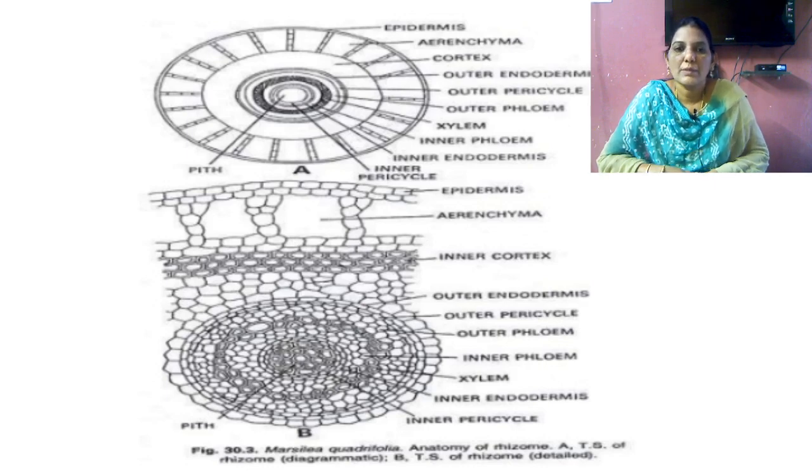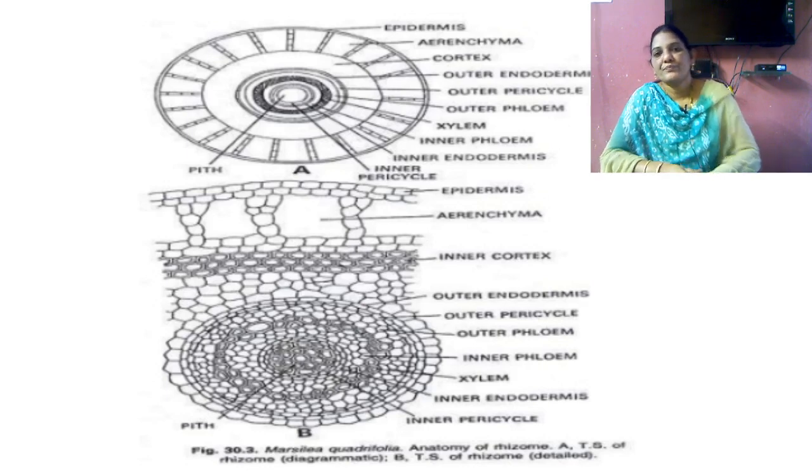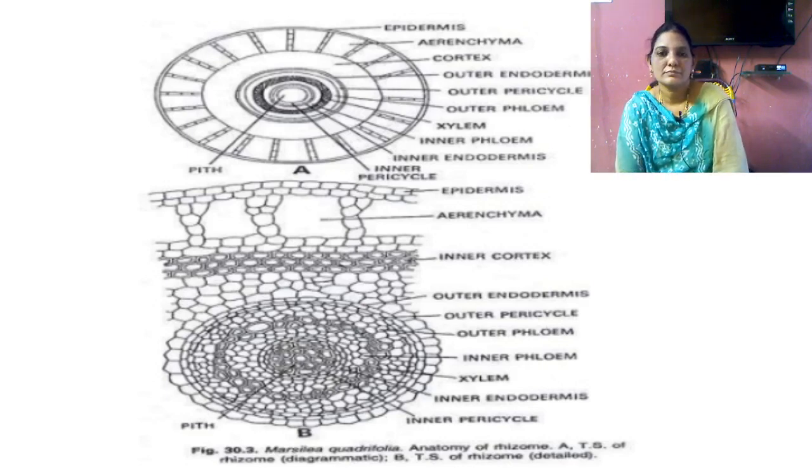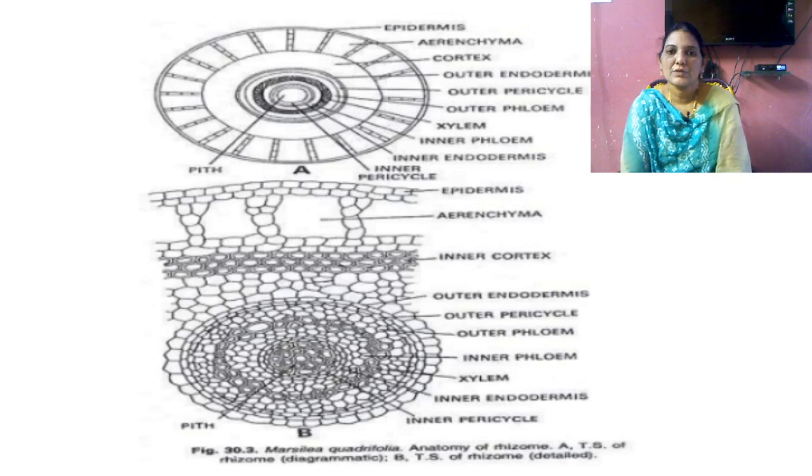Below the middle cortex, the inner cortex is present. The inner cortex is made up entirely of parenchyma tissue. Below the inner cortex, the stele is present.